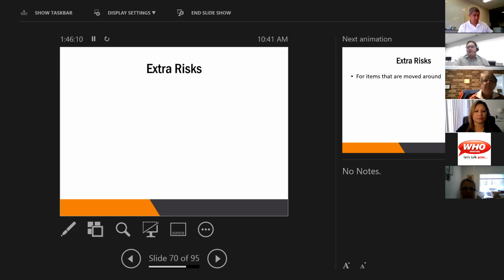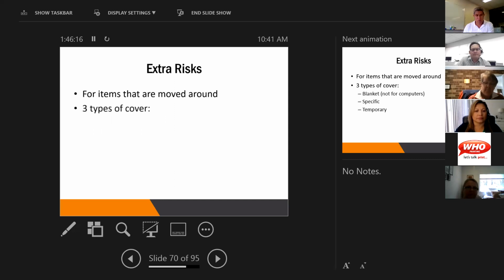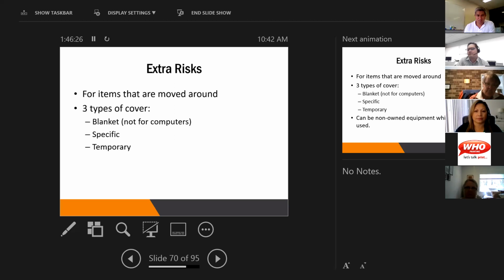All right, our extra risk. So these are coverage for items that are moved around. These are the ones that are movable. So there are 3 types of coverage. There's a blanket cover, but it won't cover any computers that you have at the church.